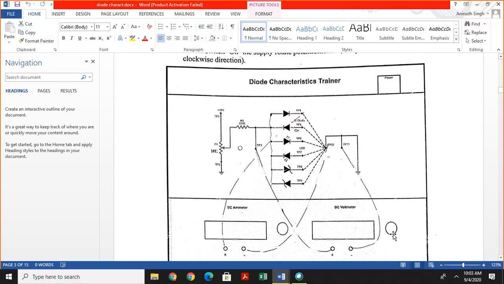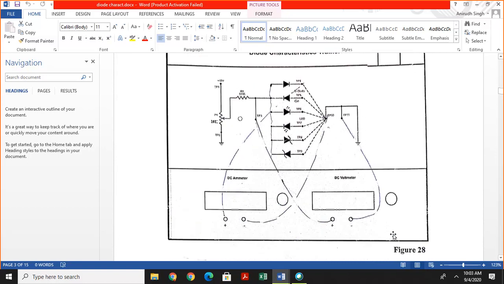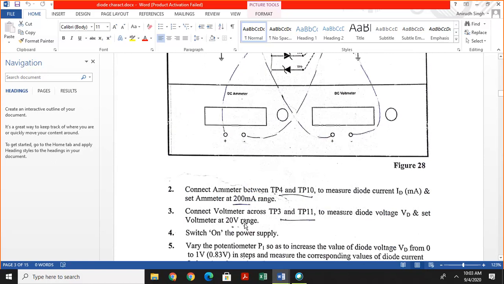This is the knob from which we set the range of the voltmeter, and this voltmeter is set at 20 volt range, and this DC ammeter is set at 200 milliampere range.